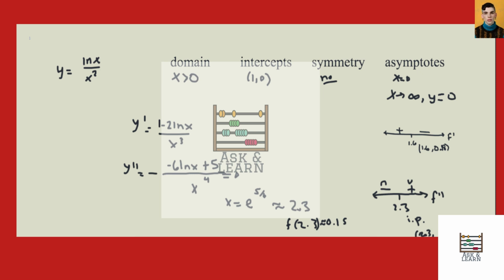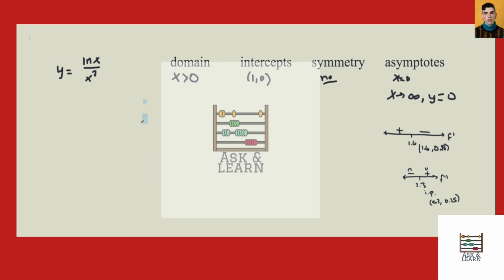Okay, so that's all the information we have, and we can graph now. So we can graph our asymptotes. We have one at x equals 0, that's our vertical one. And we also have one at y equals 0, that's a horizontal one.